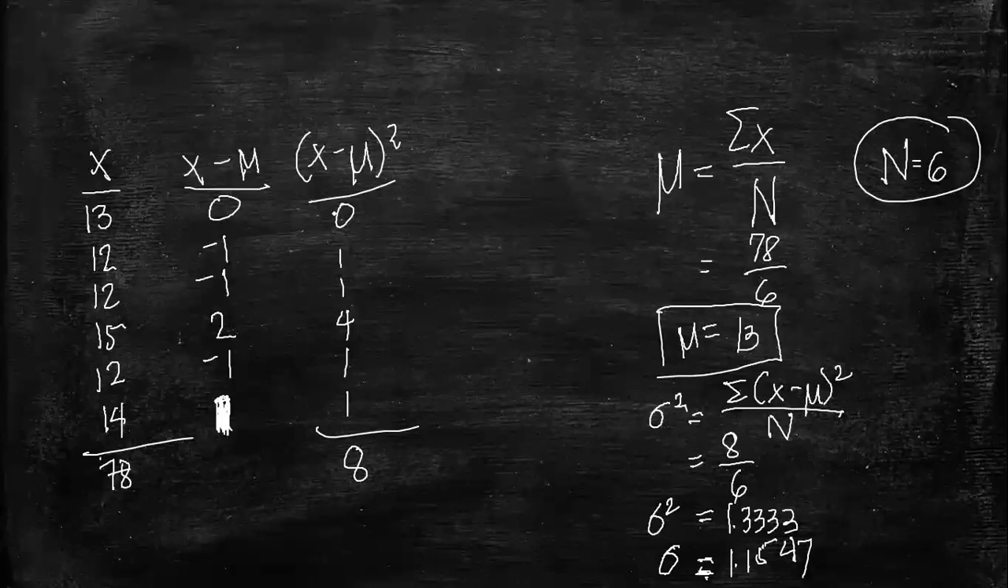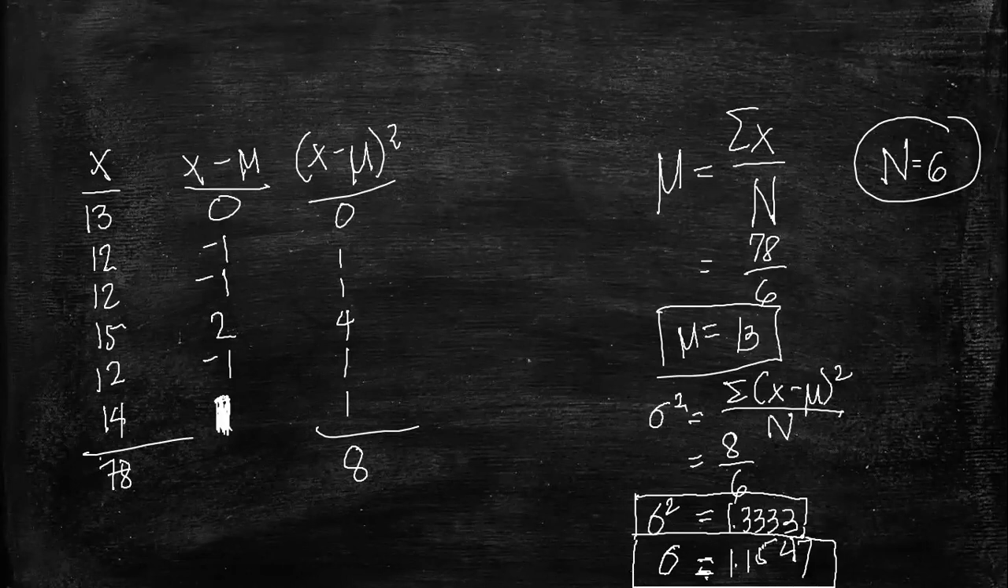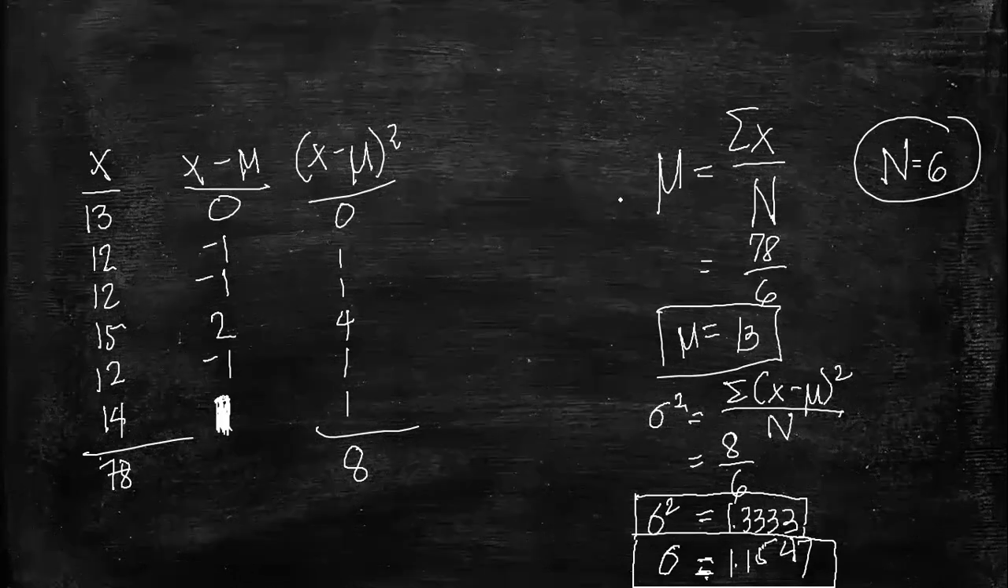Okay po? So, ito yung ating parameters. So, we have 1.3333 for our variance and 1.1547 for our standard deviation with a mean of 13. So, ayan po siya.